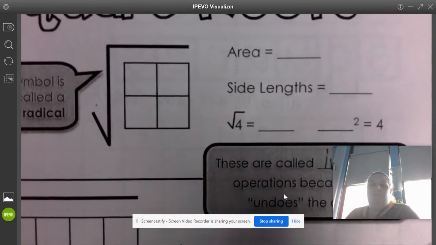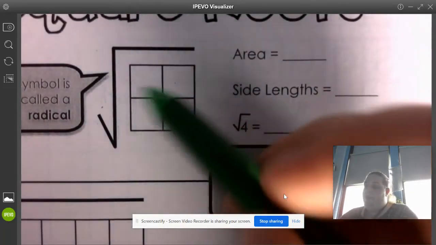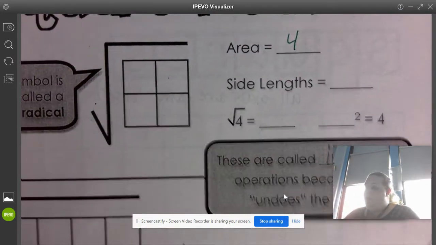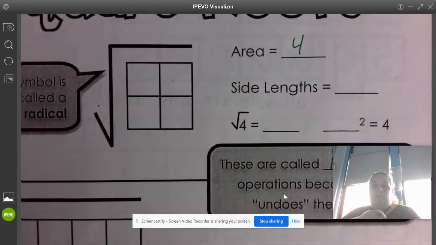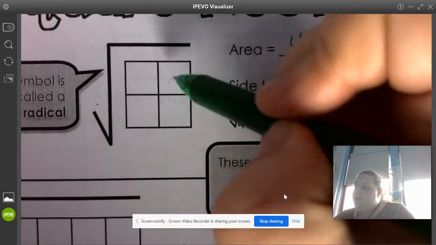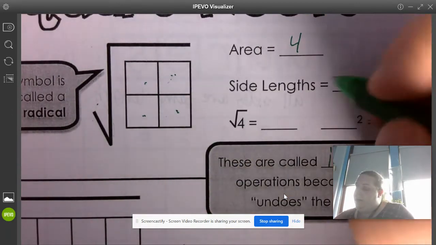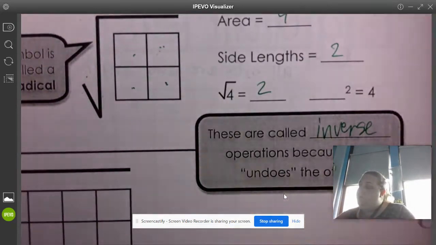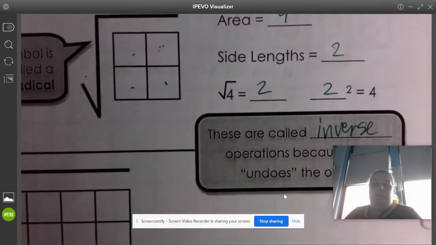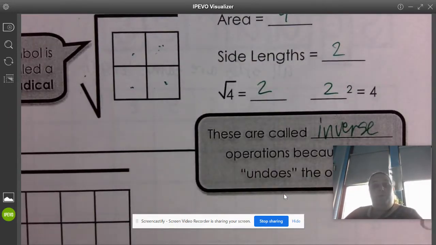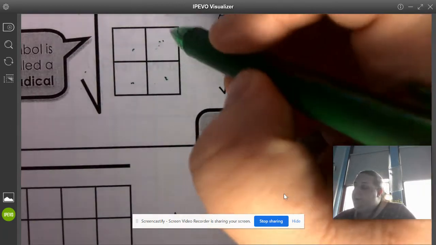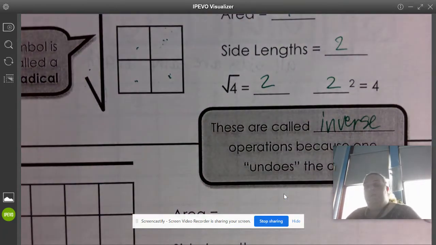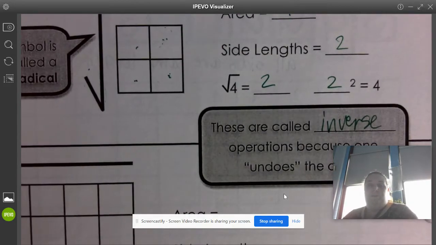What is the area of this square? This square is made up of 4 units. That's the total area. And because it's a square, all those side lengths are the same. So each side length is 2 units. Therefore, the square root of 4 is 2 because 2 squared, or 2 times itself, gives me an area of 4. So your square root is describing the number of units it takes to form the side length of a perfect square.